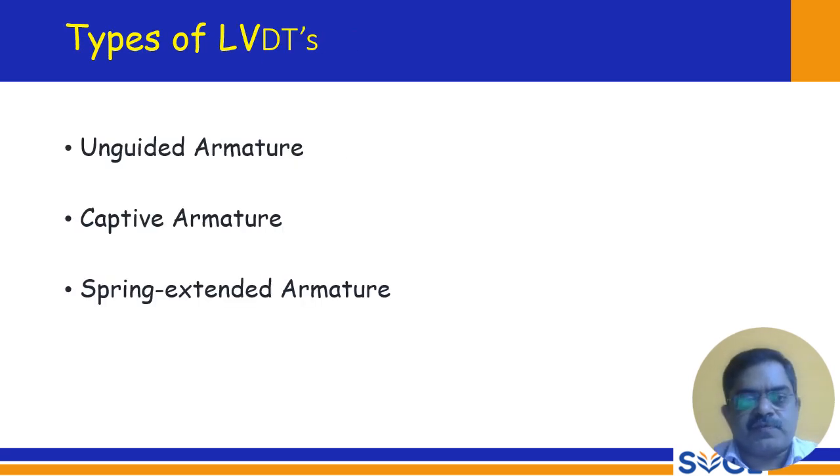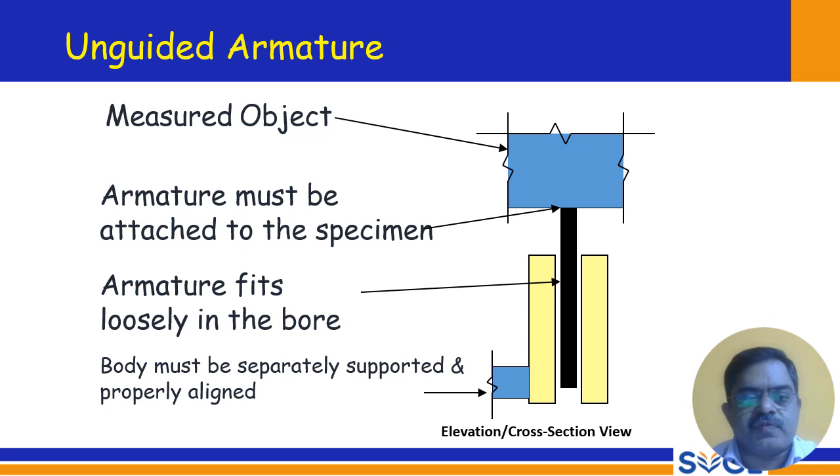So there are three types of LVDTs: unguided armature, captive armature, and spring extended armature. The first one is unguided armature. Here the measured object is connected to the probe, and the armature must be attached to the specimen, and the armature fits loosely in the bore. So here it is not guided, it is loosely fixed. This armature is nothing but the core. The body must be separately supported and properly aligned.